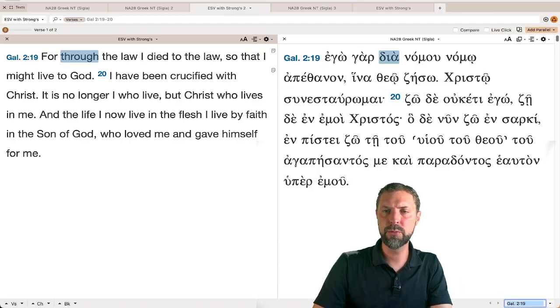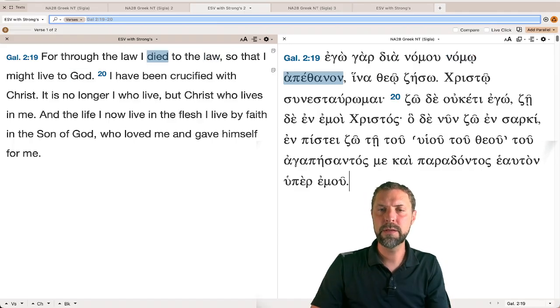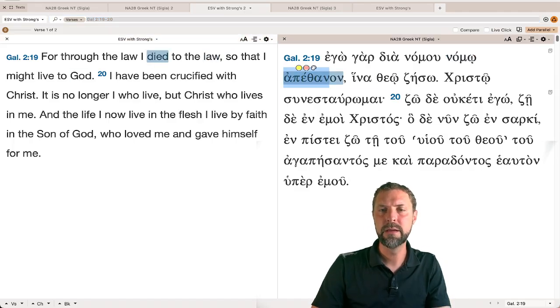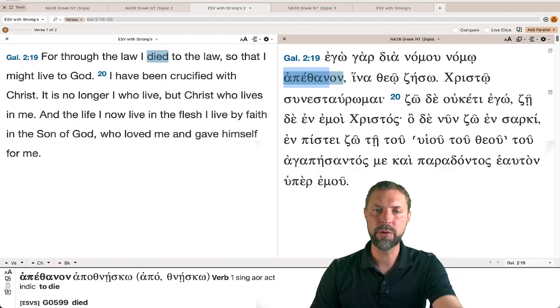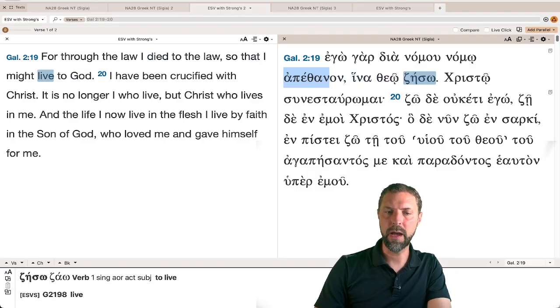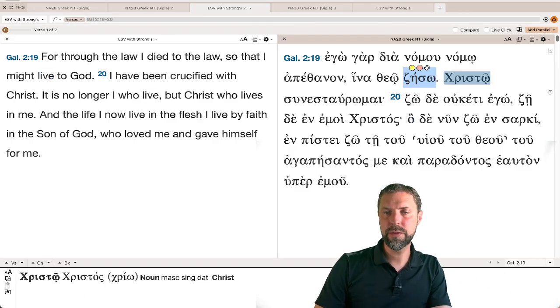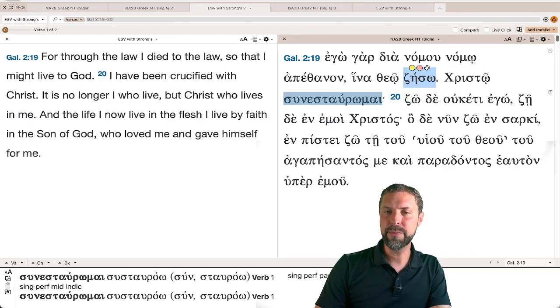For through the law I died to the law, or in respect to the law. Here, this is a second aorist, I died. Second aorist, first person singular. We can put up the grammar at the bottom so you can see. In order that to God I should live. This is a form you haven't learned yet. It's a subjunctive, aorist subjunctive, but has that sense of should. I, with Christ, I have been crucified.